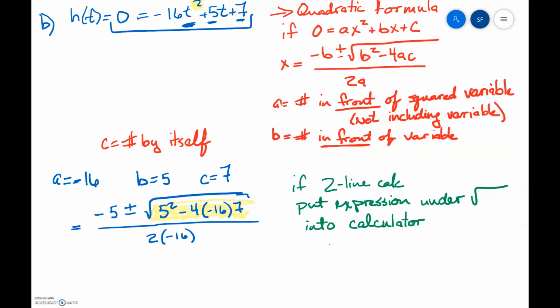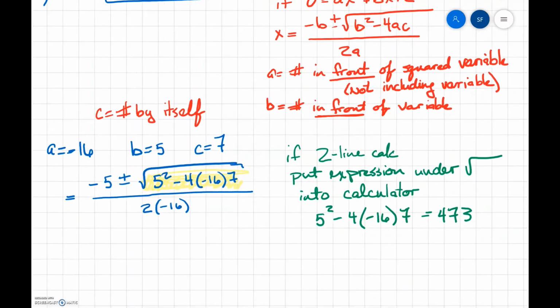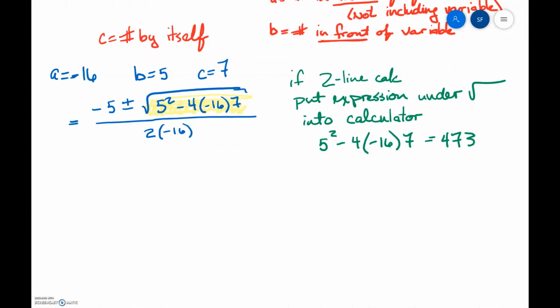Okay, so you would literally put 5 squared minus 4, use your parentheses, negative 16, 7. You'd throw that into your calculator and you should get 473. Okay, if you don't want to do that, or you don't feel comfortable doing that, or your calculator is not a two-line calculator, you're going to have to do it more in steps.